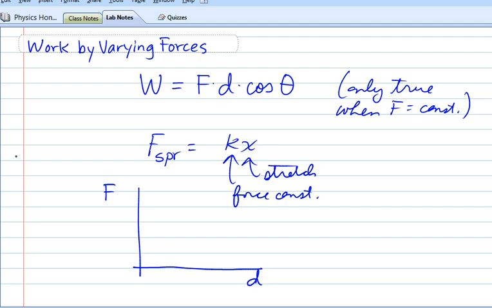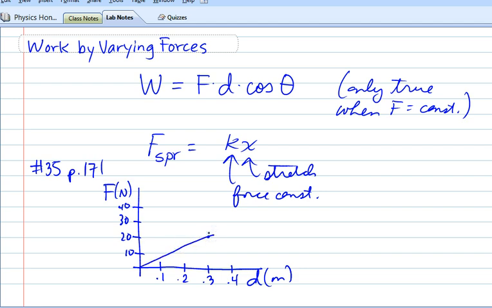So for example, let's look at number 35 on page 171, which has a situation kind of like this. We have a distance measured off in meters and force in newtons that goes up by 10 per tick mark. And so we have a situation where the force increases steadily for the first 0.3 meters, and then for some weird reason it jumps up all the way like this for the last 0.1 meters, or 10 centimeters.